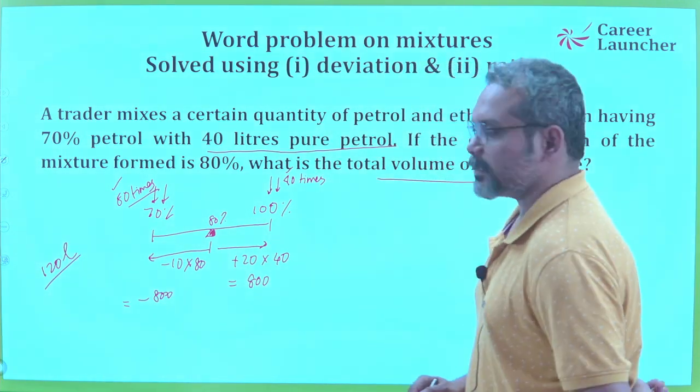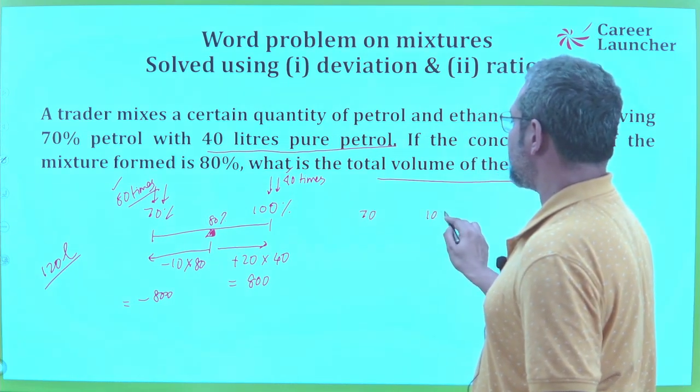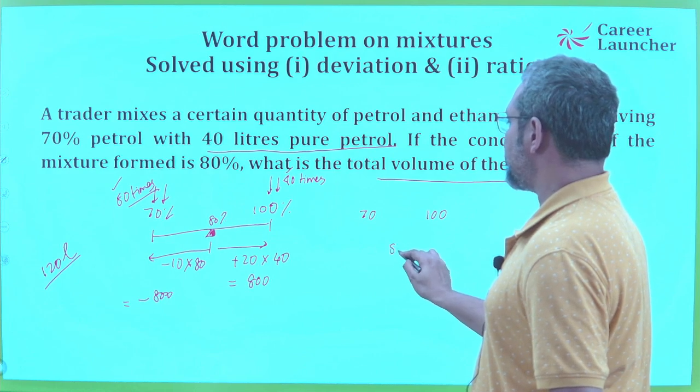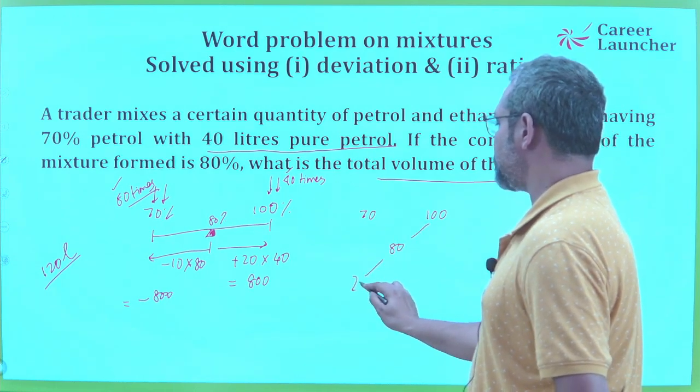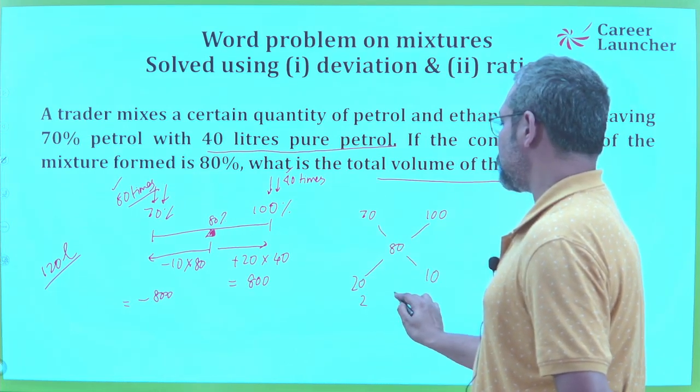Let's do it the alligation method. So here we have 70%, here we have 100%. The mixture value is 80, this deviation gap is 20, this gap is 10. It must be in the ratio 2:1.